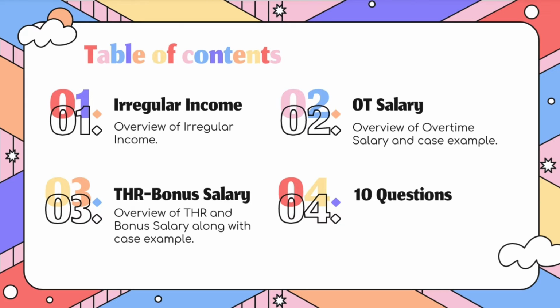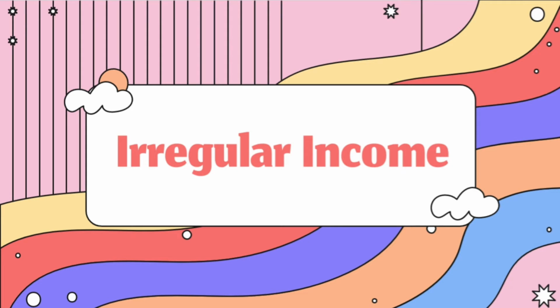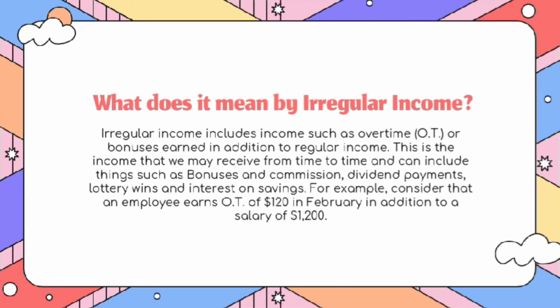In this material, we're going to talk about three topics: irregular income, OT or overtime salary, and THR or bonus salary. First, we're going to talk about irregular income. Irregular income includes income such as overtime or bonuses earned in addition to regular income. This is the income that we may receive from time to time and can include things such as bonuses and commission, dividend payments, lottery wins, and interest on savings.